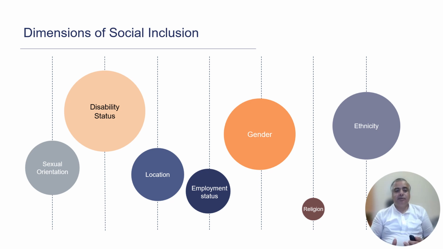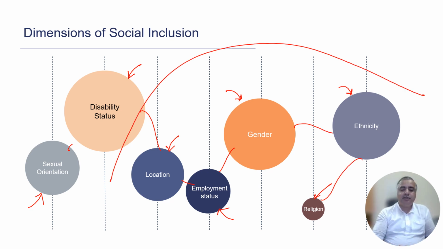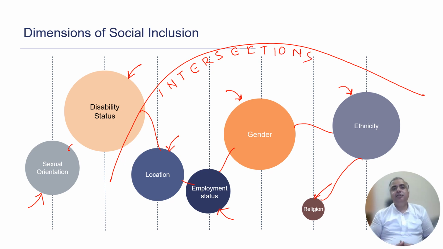So, if we look at this on the whole, the various dimensions of social inclusion may include the status of human abilities, the location, which could be geographic, climatic, one's gender as a concept, one's ethnicity, one's religion, the status of employment, sexual orientation, and even many others. I'm just linking all of them to say that we need to understand the intersections amongst the dimensions of social inclusion in order to be able to address it through our design processes.